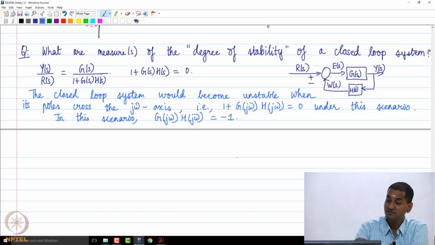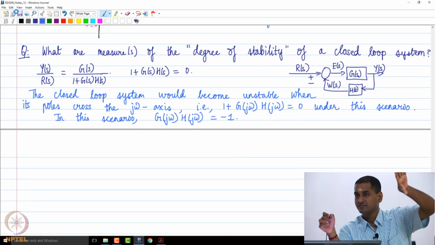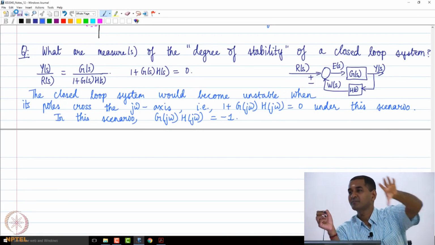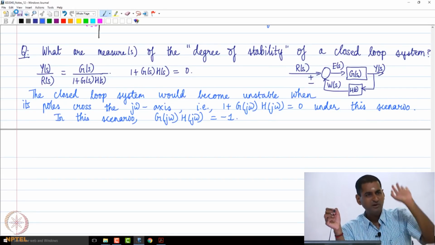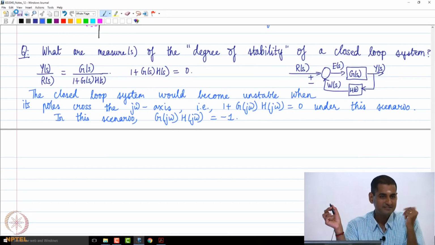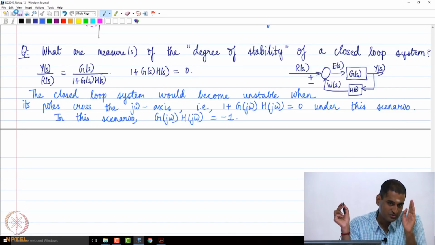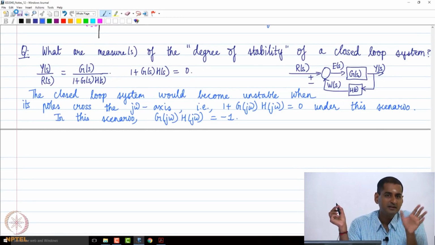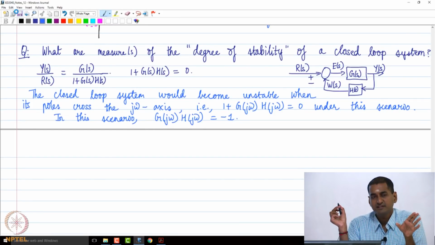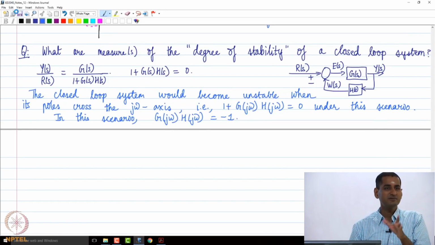What is the scenario? The closed loop poles are in the left half plane and they are migrating to the right half plane due to whatever reason, some parametric uncertainties, disturbances and so on. Then they need to cross the j omega axis. Let us say you stop when some closed loop pole is crossing the j omega axis. The closed loop characteristic equation is going to become 1 plus G j omega H j omega equals 0. I can rewrite it as G j omega H j omega is equal to minus 1.